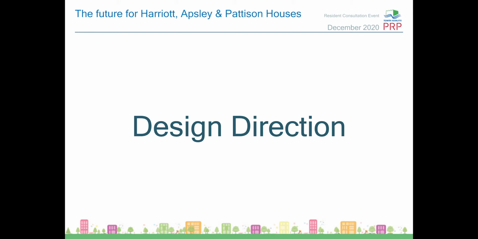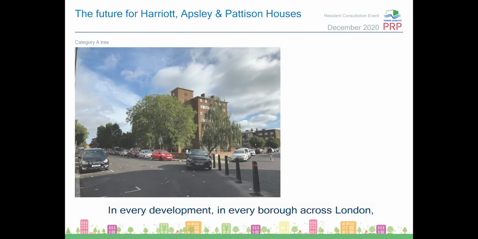Design direction. In every development, in every borough across London, the loss of a tree, especially a Category A tree, is only supported by planning officers if the overall gains of the development can be balanced by its loss. The tree has been surveyed by an arboriculturalist and has been given Category A. This means the tree is of a high quality. The survey indicates the tree has 40+ years of positive growth.